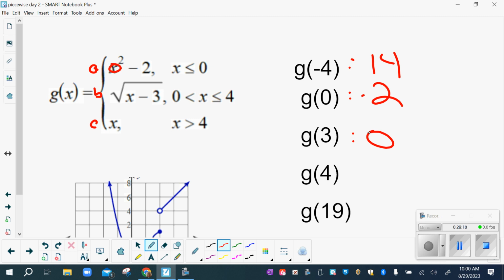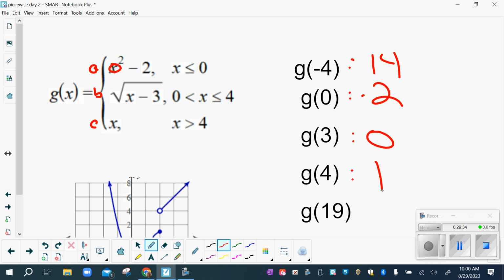Ooh, another tough call. I got 4. He's got a 4. He's got a 4. But only one of them gets it. Is it B or is it C that gets it? It's B. So 4 take away 3 is 1. The square root of 1 is 1.